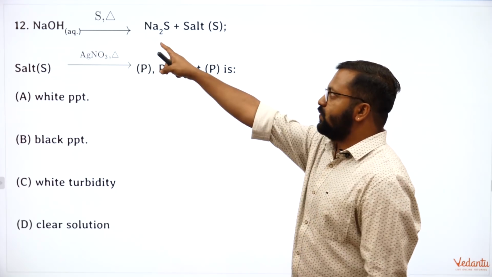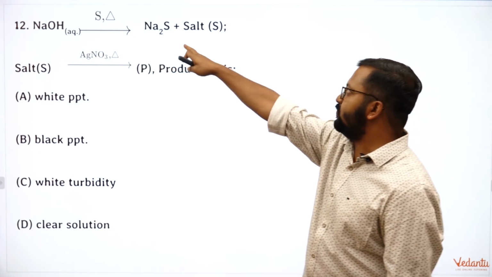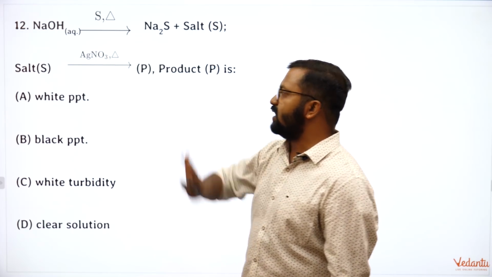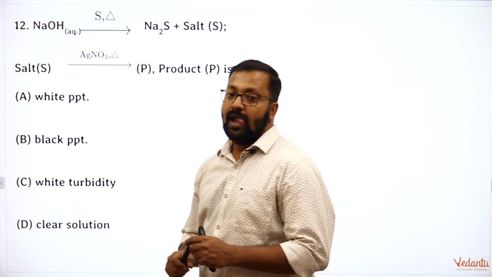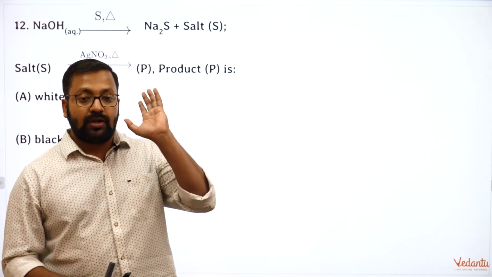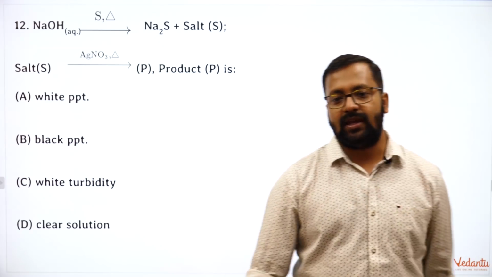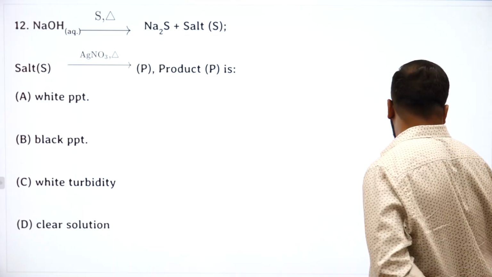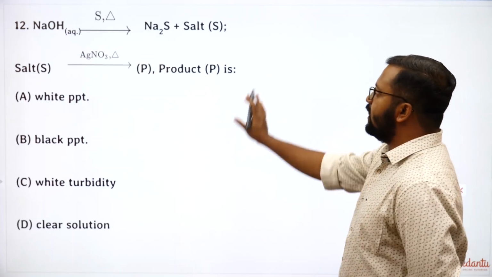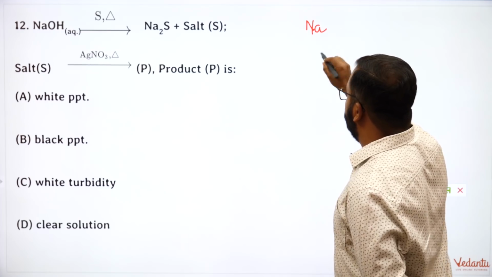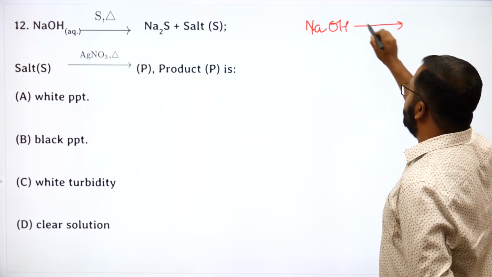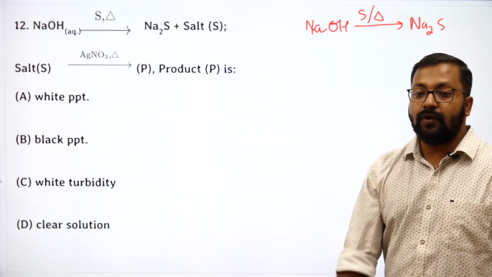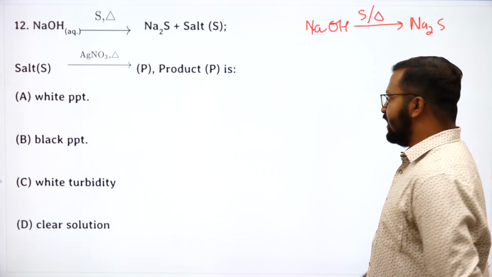NaOH reacts with sulfur in presence of heat, forms sulfide and a salt. The salt which is produced reacts with AgNO3. People who know this reaction, very good. Otherwise you should keep this in memory. Write it down somewhere and read it before going into the examination, because there is a very important reaction of NaOH. NaOH reacts with sulfur in presence of heat to form Na2S, and if you can guess the other product, that will be very nice.